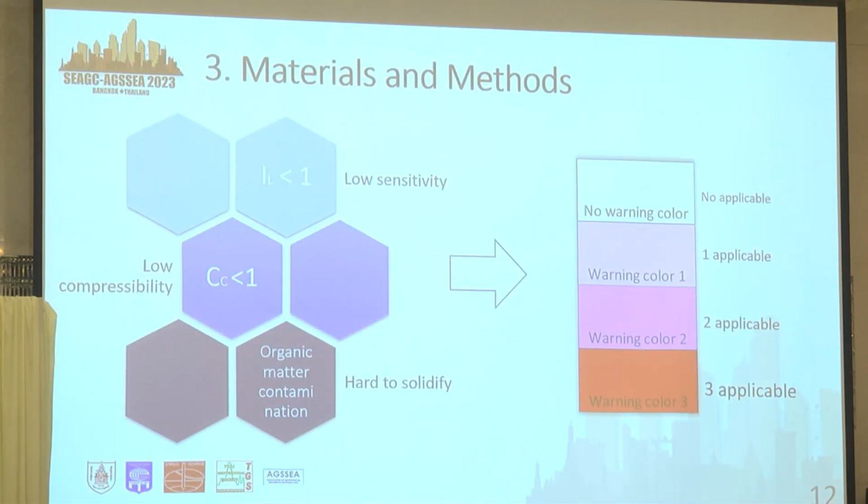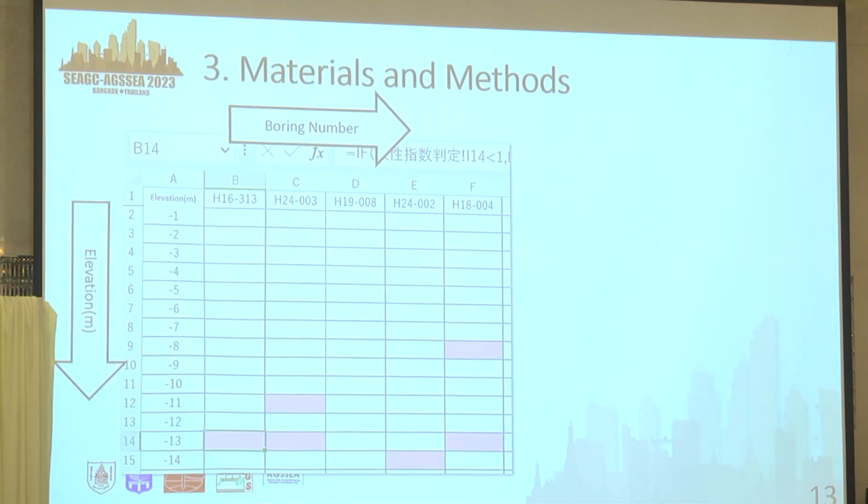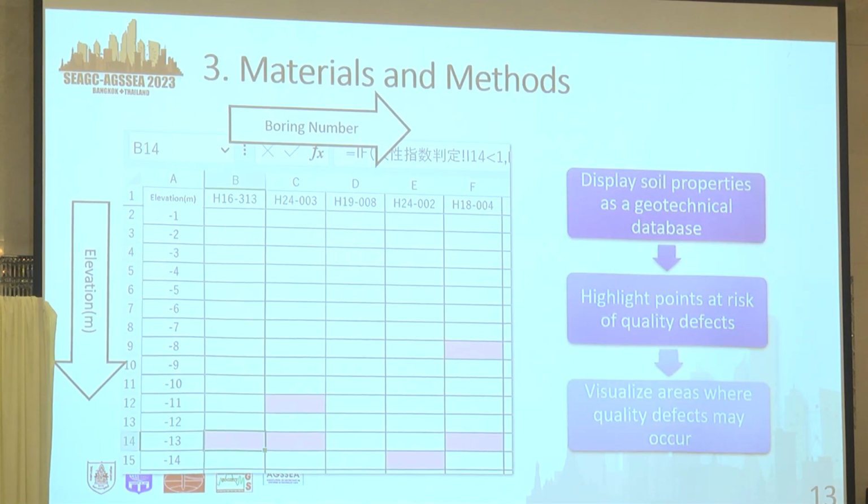The following 3 characteristics of the soil are the factors that can cause quality defects. The color to be highlighted is expressed as a warning color, and the greater the number of the items corresponding to the item, the darker the warning color becomes, the more likely it is that quality defects will occur. This figure on the left illustrates the study method. Enter the depths in the row direction in Excel and the boring number in the column direction. And then we attempted to visualize the location at risk of quality defects by highlighting the location with the aforementioned characteristics as shown in the figure.